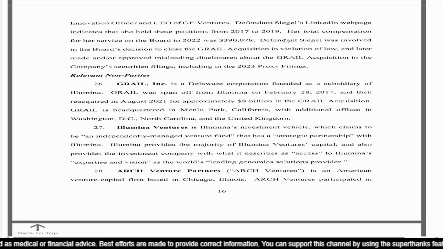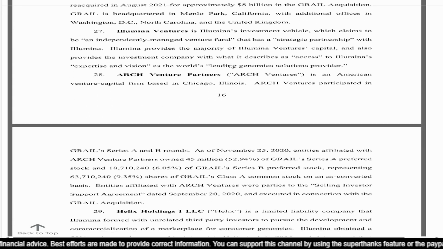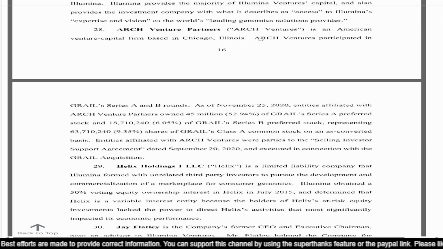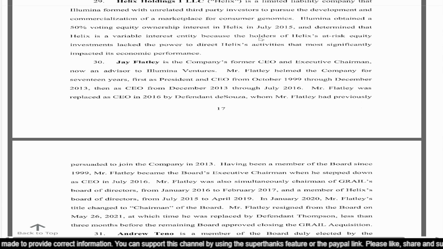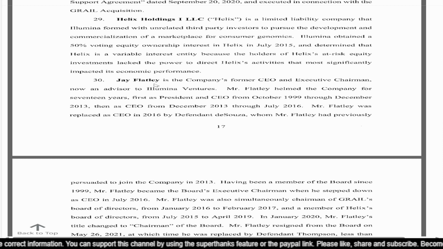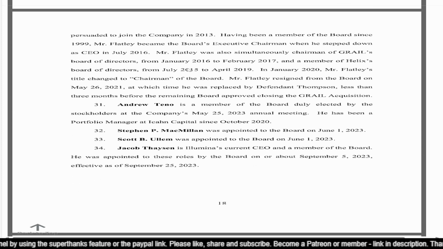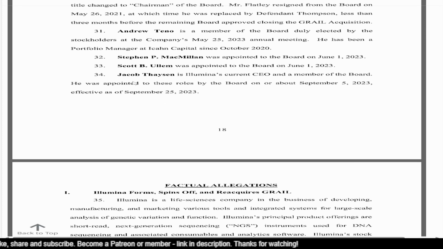But it then describes Grail, and it describes Illumina Ventures, Arch Ventures, and Helix Holdings, which was a promoter, and Jay Flatley, who was the former CEO and executive chairman. So it describes his background and how he brought D'Souza into the company, and then he resigned as chairman of the board, and three months after that, the entire Grail saga began. And it also talks about Jacob Thaysen, who is the latest CEO and member of the board, appointed post-fact.